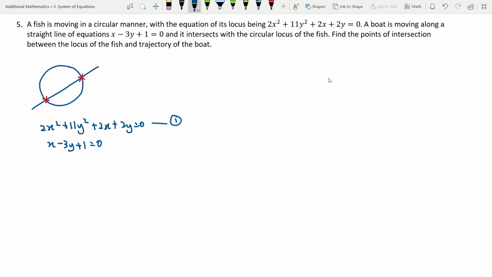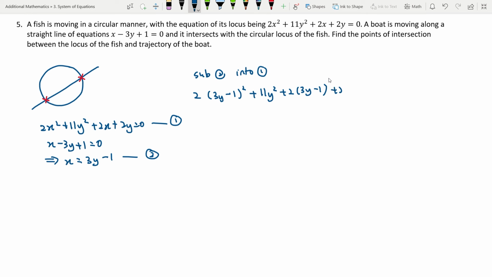For this equation, I will make x our subject. x = 3y - 1. And we let it be equation number 2. In order to solve this simultaneous equation, we substitute equation 2 into equation 1. 2(3y - 1)² + 11y² + 2(3y - 1) + 2y = 0. We expand the bracket.